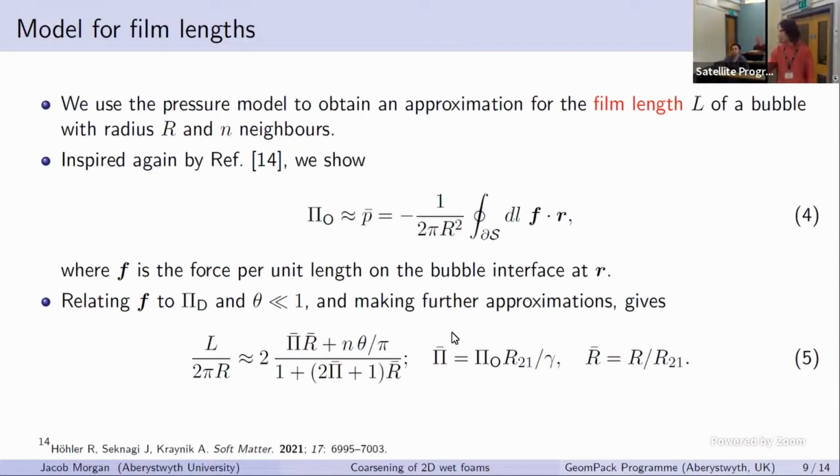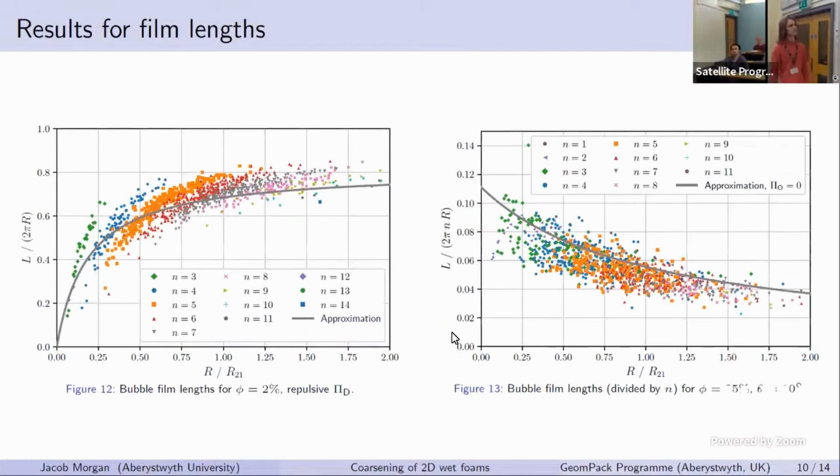So again, we can compare this with the simulation results, and of course it's clear at low liquid fractions here on the left that the film length isn't a single valued function of the radius, but still in developing models of bubble growth rates, it's possibly a useful approximation to find a rough approximation for the film length as a function of the radius. And we see that the approximation, I think, does reasonably well in capturing the variation.